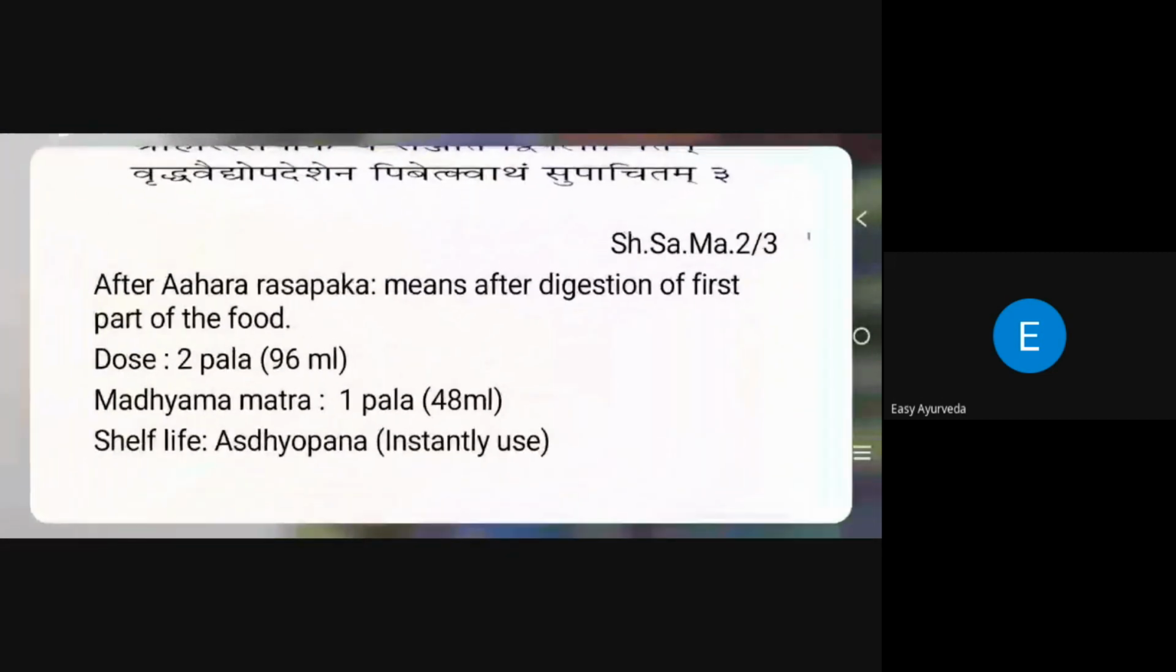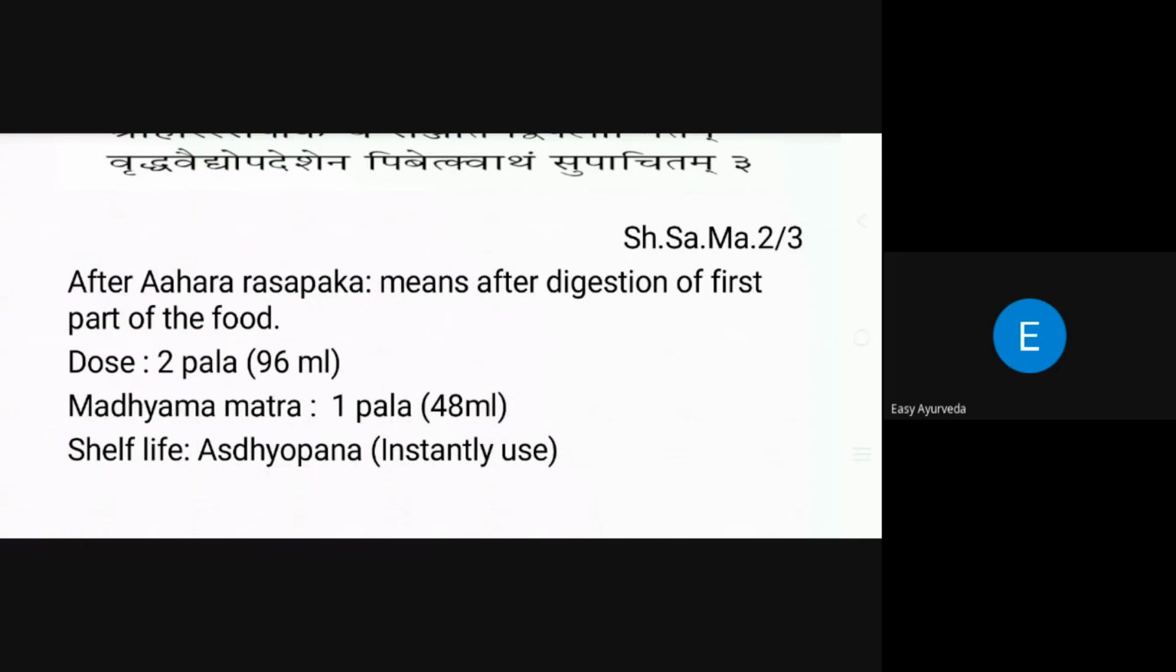And again, Sharangadara has been mentioned in between that. Madhyama Matra of the Kashayas has been mentioned. That is 1 pala, that is 48 ml. And coming to the shelf life, the shelf life is Sadyopana always, instantly prepared and used.